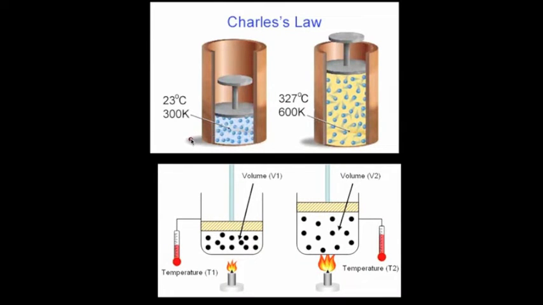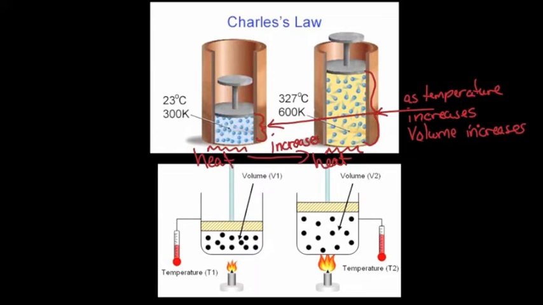Here you see a couple of diagrams. And remember, we have to assume that the pressure is remaining the same or staying constant. So as temperature increases, so if you were to heat this gas up, the molecules are going to spread out, which is going to cause an increase in volume. So as temperature increases, volume increases. So the molecules are absorbing heat and they're spreading out and they're moving faster and they're bouncing off each other. So the temperature goes up and the molecules spread out.